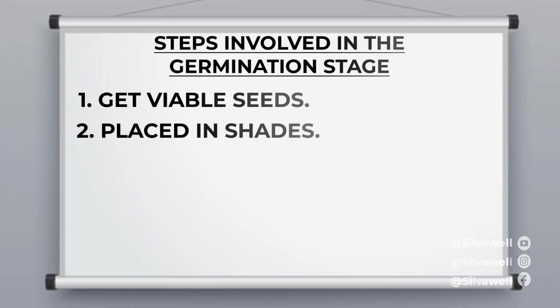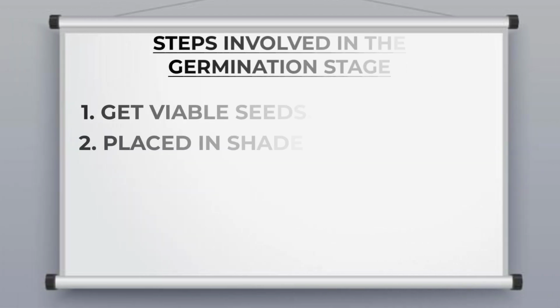So on a daily basis, the water is being changed for these 7 days. Step 2: after 7 days, seeds are placed in a shade. You take the seed from the soaked water after 7 days, put it in a shade, open to aeration, for the purpose of drying for just 24 hours. And then after that, the third stage is bagging of the seed.